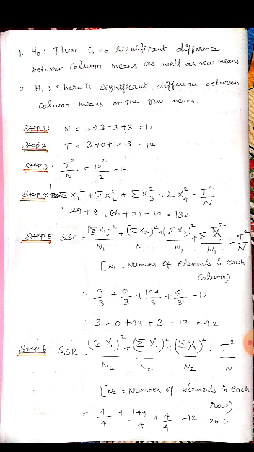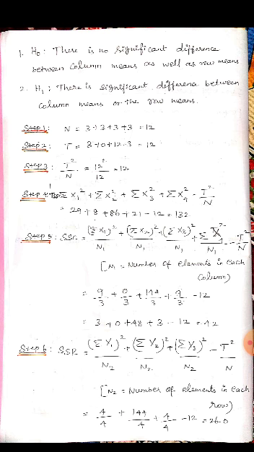So there are 8 steps in total. The first step is the capital N. N is the number of data: how many values row wise and column wise? In total 12 data, so 3 plus 3 plus 3 plus 3 equals 12. Step 2 is the grand total, which we get from the table by adding the rows and columns. Step 3 is to find the correction factor. The correction factor formula is T square by N. Substituting T and N, you get the correction factor.